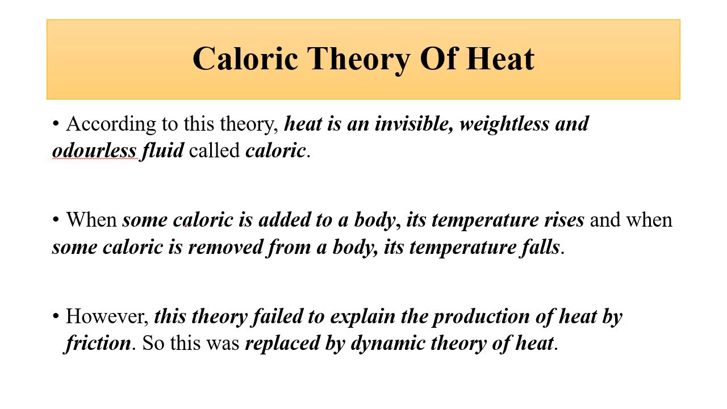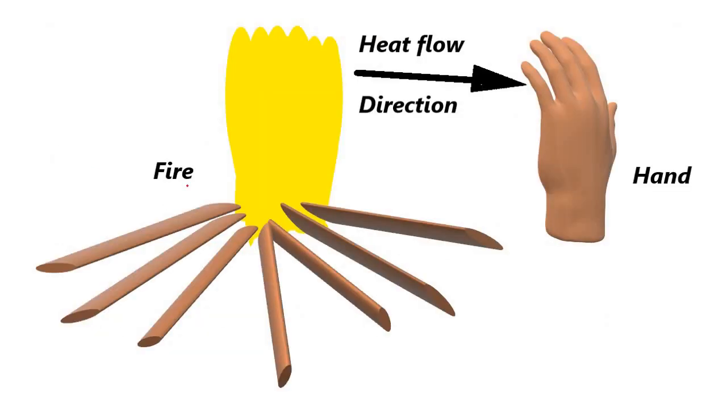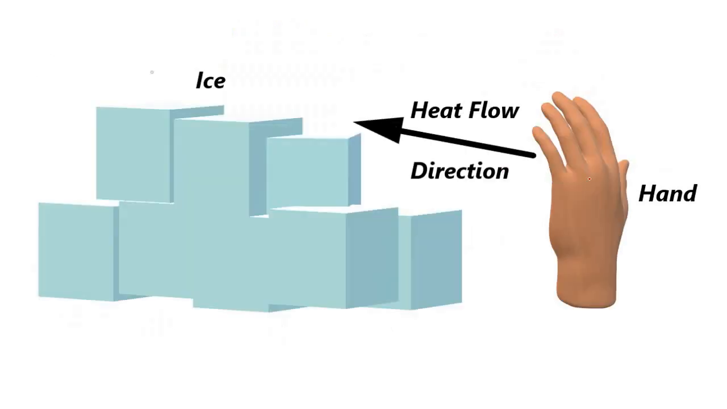According to the caloric theory, in the first case, caloric is added from the fire to the human body, and as a result its temperature increased and we experienced a sensation of hotness. And in the second case, caloric is removed from the hand to the ice, and as there is loss of caloric, we experienced a sensation of coldness.